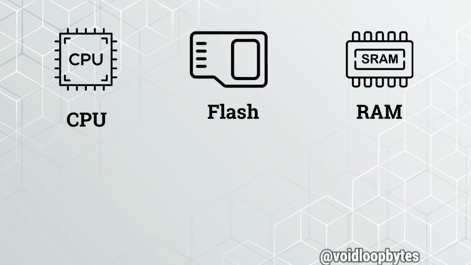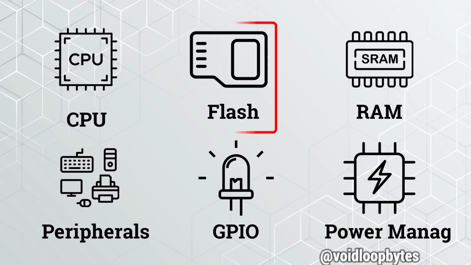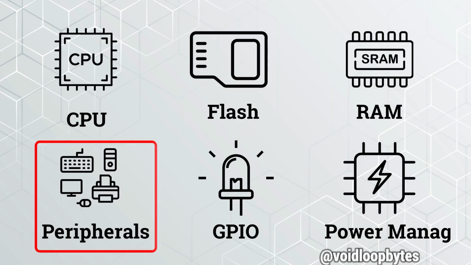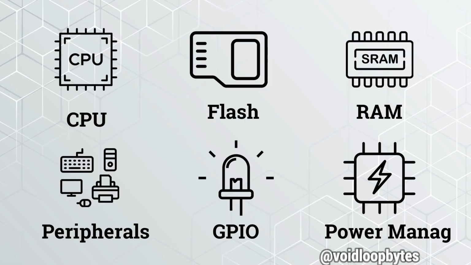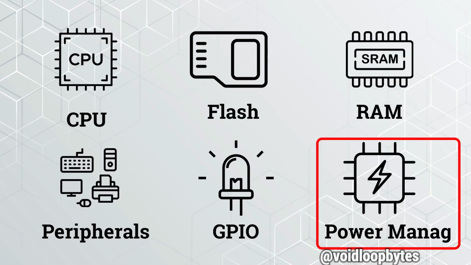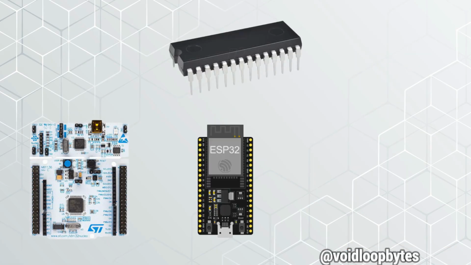And that's what makes microcontrollers so powerful: a CPU to execute programs, flash to store them, RAM for working data, peripherals to communicate, GPIO to connect with the outside world, and power management to maximize battery life, all integrated into a single chip, that is a microcontroller.